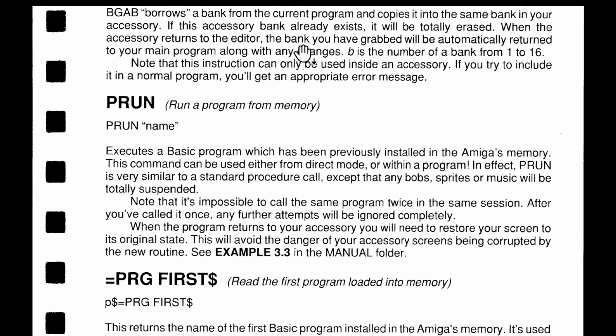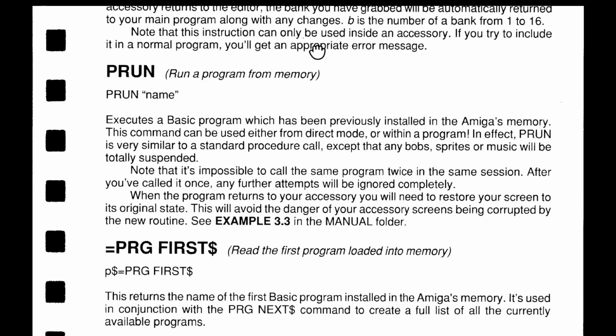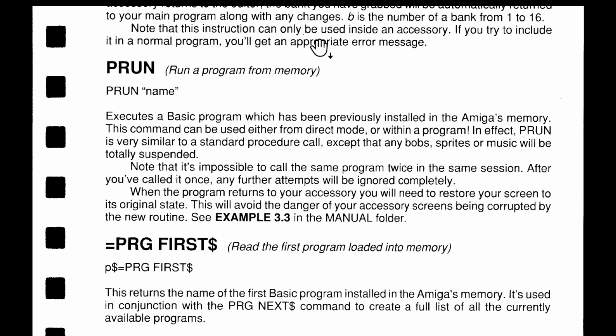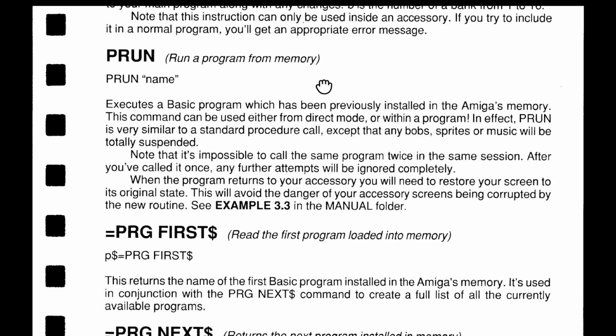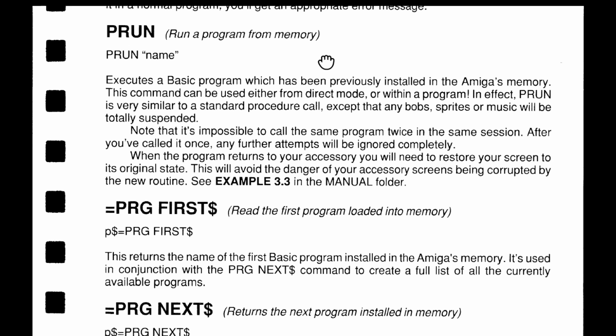When the accessory returns to the editor, the bank you have grabbed will be automatically returned to your main program along with any changes. B is the number of a bank from 1 to 16. Note that this instruction can only be used inside an accessory. If you try to include it in a normal program, you'll get an appropriate error message.